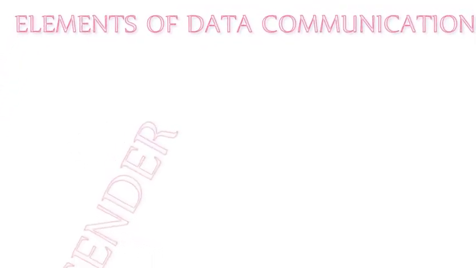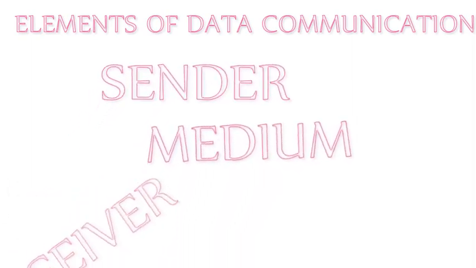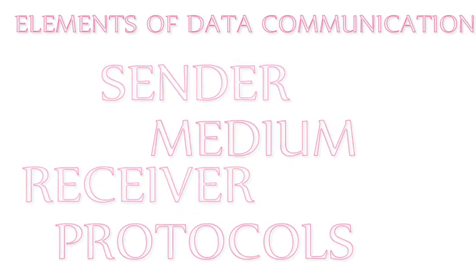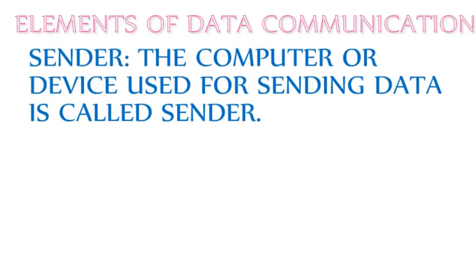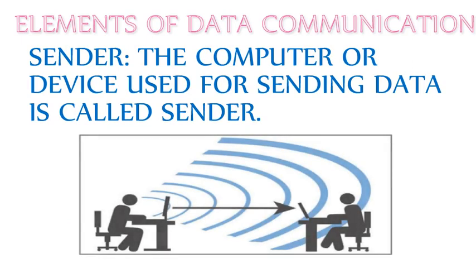There are four basic elements in any data communication system. They are sender, medium, receiver, protocols. Sender. The computer or device that is used for sending data is called the sender. Source or transmitter. In a modern digital communication system, the source is usually a computer.